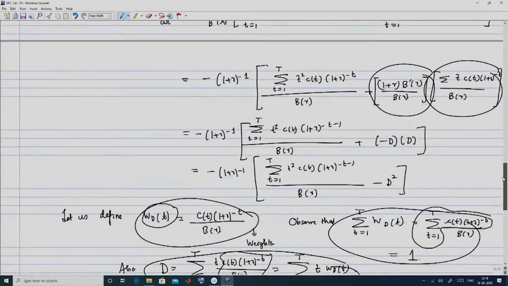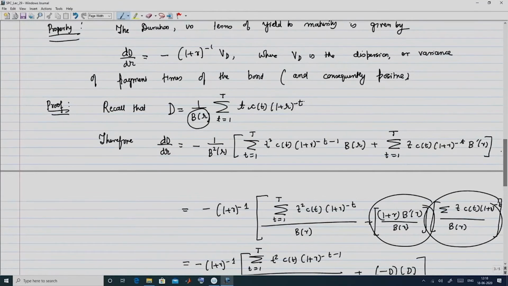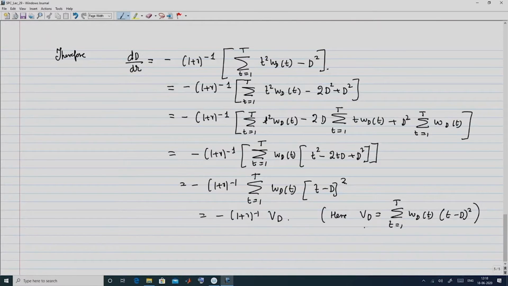And remember, what was my V d? V d was defined as the dispersion or variance of the payment times of the bond. So, this is going to be the variance of the payment time of the bonds. Here t is like the random variable.